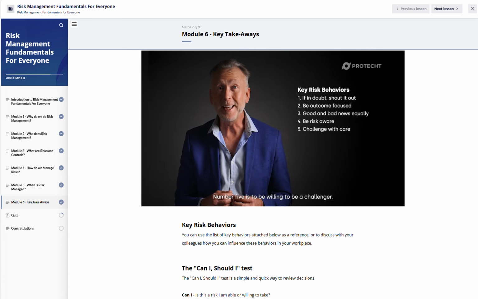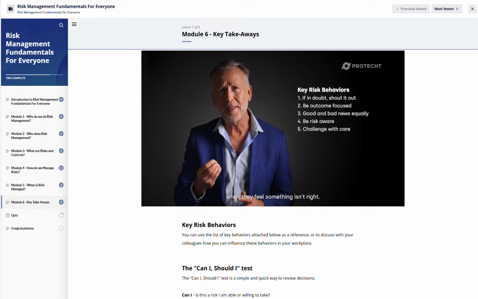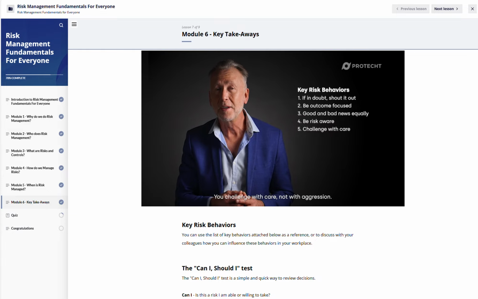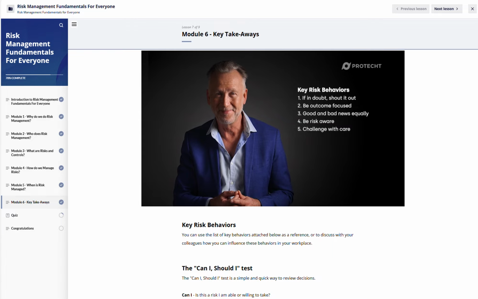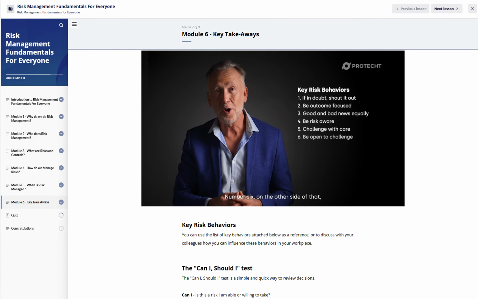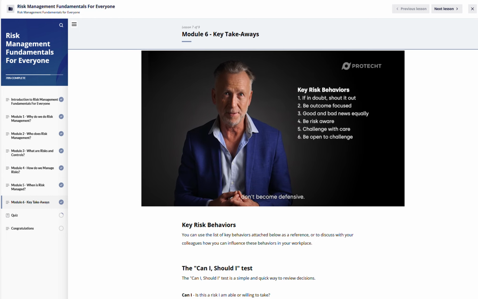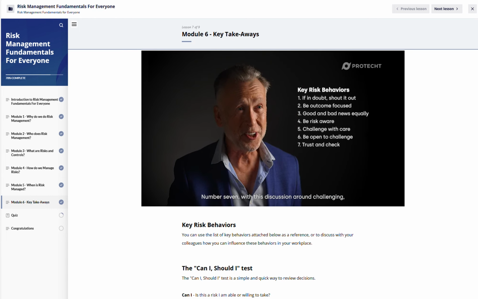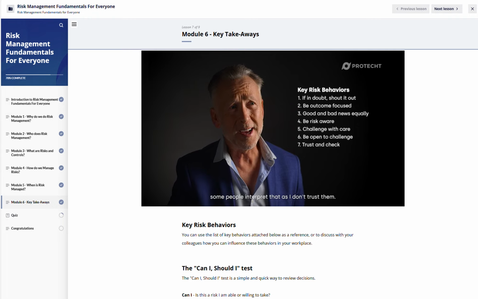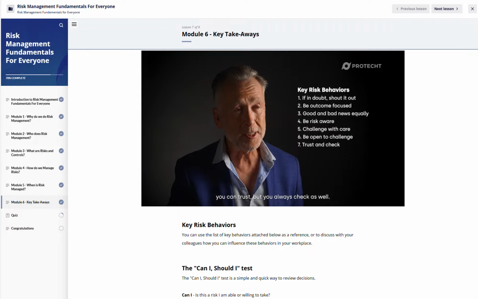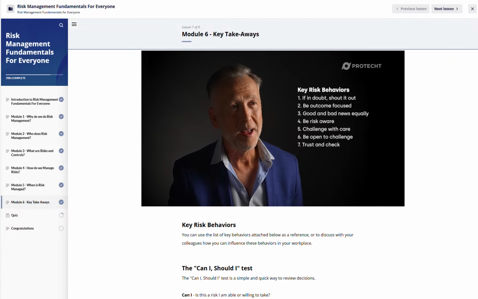Number 5 is to be willing to be a challenger. Someone who's willing to challenge everybody else in the organisation when they feel something isn't right. Now, be skilled at challenging. You challenge with care, not with aggression. Number 6, on the other side of that, be open to be challenged. When you are challenged, don't become defensive. Number 7, with this discussion around challenging, some people interpret that as I don't trust them. But remember, you can trust, but you always check as well. They are not mutually exclusive, so trust and check.